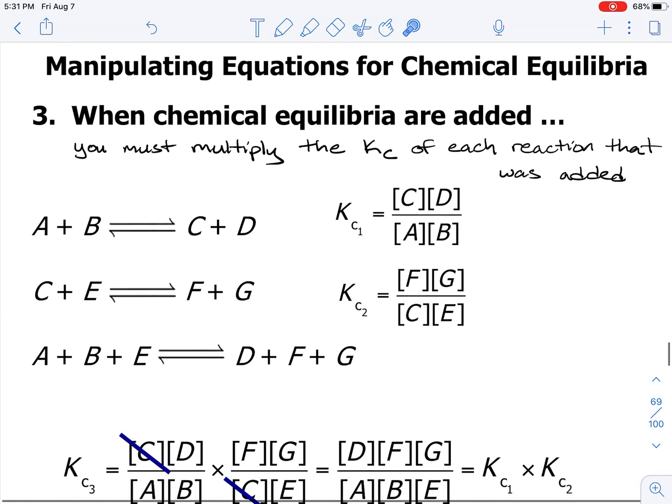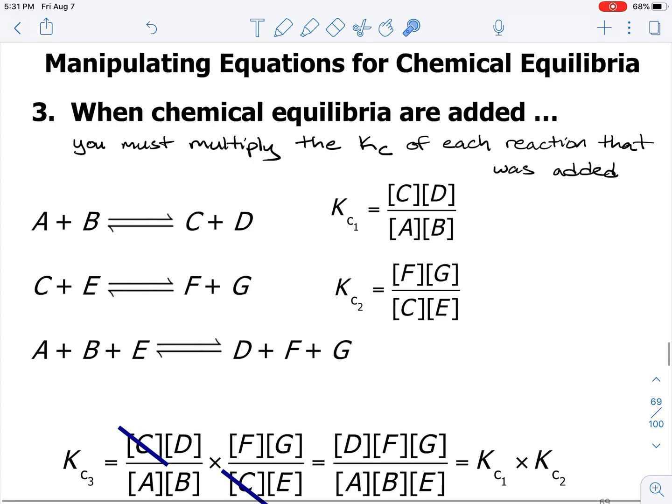All right, so one last tool that we need to go over before we go through some examples. Let's just say that we've done all of our manipulations, and the only thing that's left for us to do is to basically add all of the chemical equilibria, add all of the chemical equations. And if we add all the chemical equations, we need to multiply the equilibrium constant for each of the reactions that was added to represent the new equilibrium constant for the overall chemical reaction.